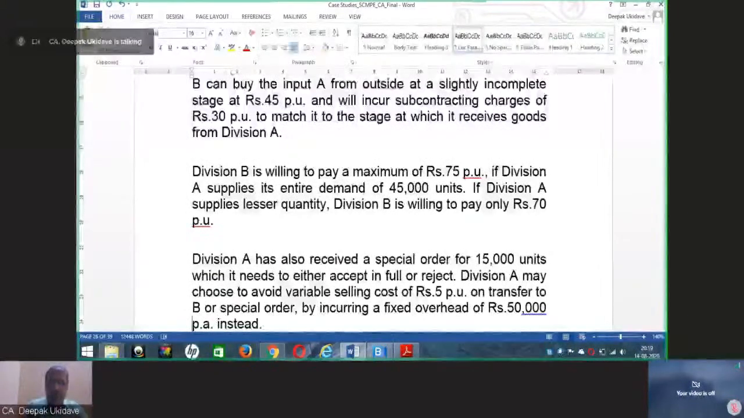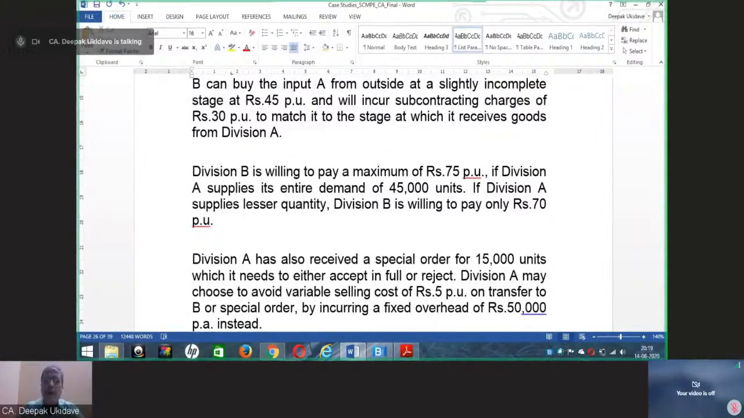Division A has also received a special order for 15,000 units which it needs to either accept in full or reject. You cannot accept in piecemeal. See, again, this is a catch, that you are always tempted by lucrative offers from outside, and these lucrative offers really tempt you. But then no supply in piecemeal. You have to supply the full 15,000 units to that special customer. Division A has received a special order.